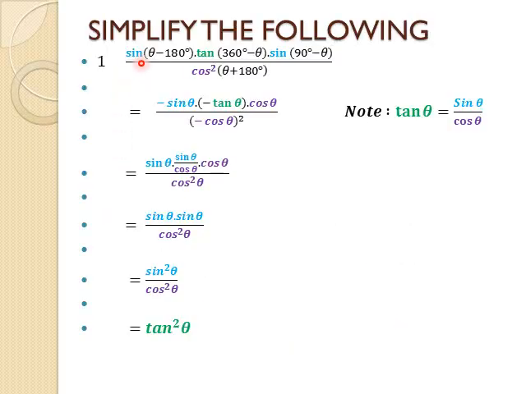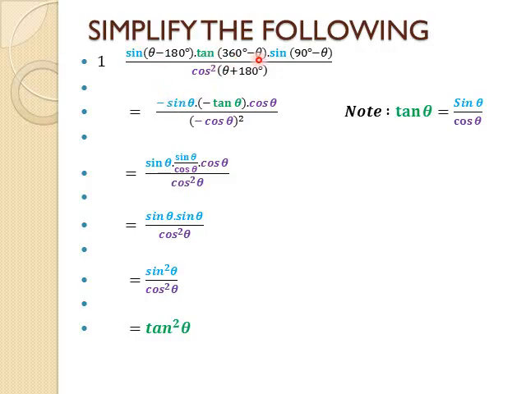Problem number 1 can be sine(theta minus 180) times tan(360 minus theta) times sine(90 minus theta) over cos squared(theta plus 180). So that's generally what you get, 2 reduction problems. I'm now doing the first one, normally for 6 marks in the exam each. So theta minus 180. If theta is in the first quadrant, I'm subtracting 180, so I'm moving 2 quadrants in a clockwise direction. So I end up in quadrant 3.